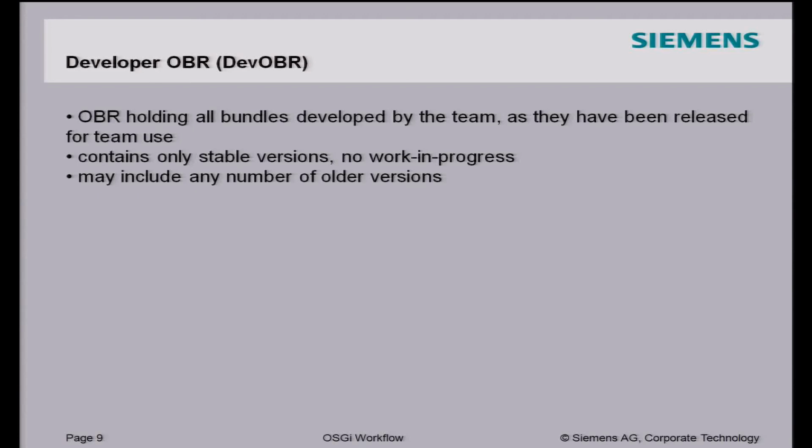It should contain, well, stable in this sense, that they are ready for team use. They shouldn't contain every single step during the development, every work in progress. Well, and this repository may also include any number of older versions, so you can build against older and newer versions of the same library. And now the question is, how do you access such a DevOBR?